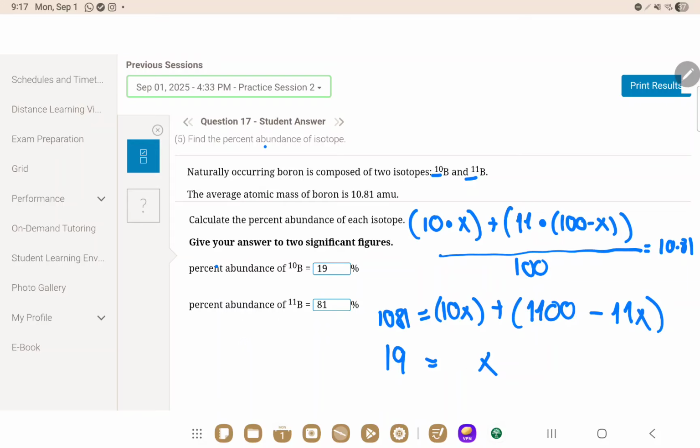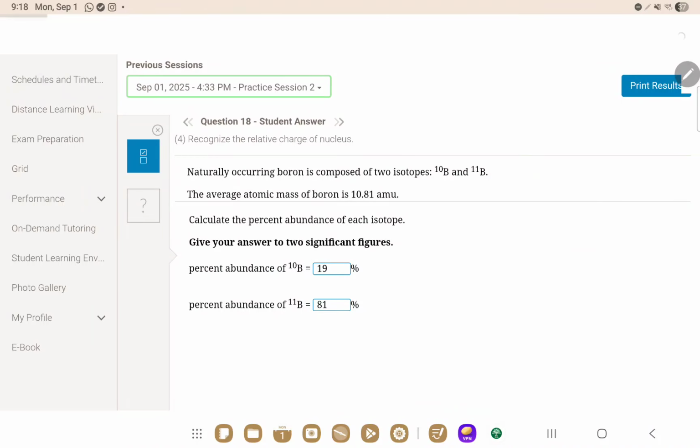So x equals 19, and then that means that 10x, or like that we gave x to be 10, right? And we gave the 100 minus x to be 11. By the way, you could switch them, but be careful what you give to which. So the one we gave x to is 10, so this is 19%, and the second one would be 100 minus 19%, which is 81.